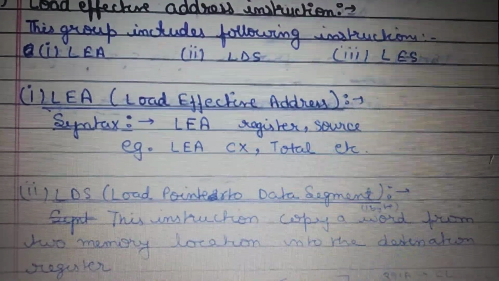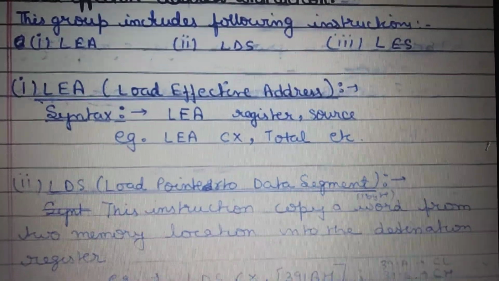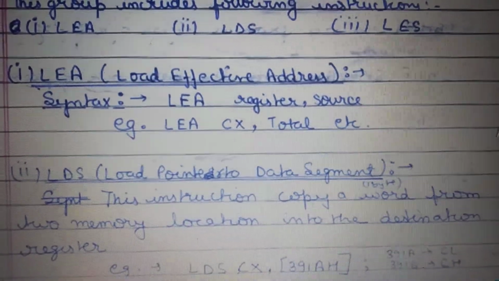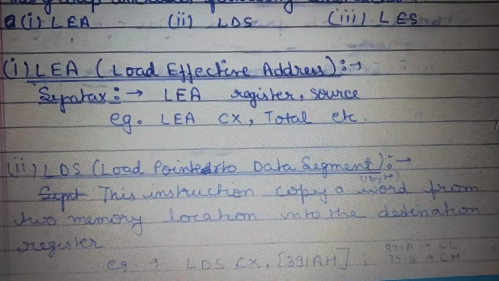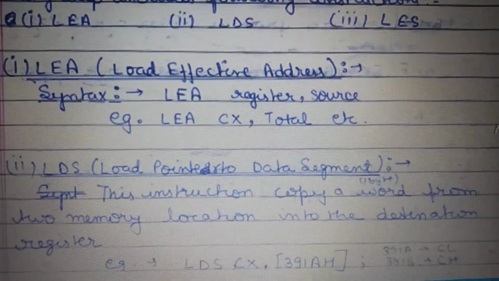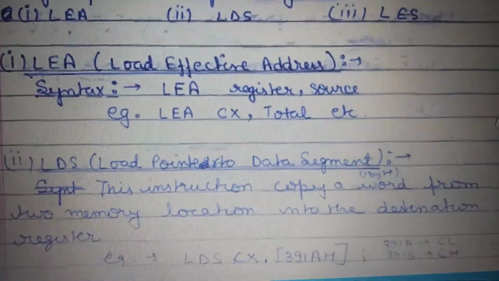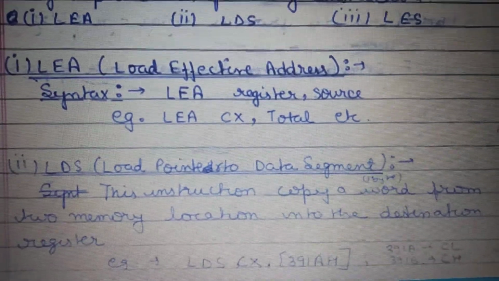First we will discuss the LEA instruction. The syntax of this instruction is LEA register, source. Here the register will be a 16-bit register. Always note that here the register will be a 16-bit register. For example, LEA CX, total. Total is 16-bit data.